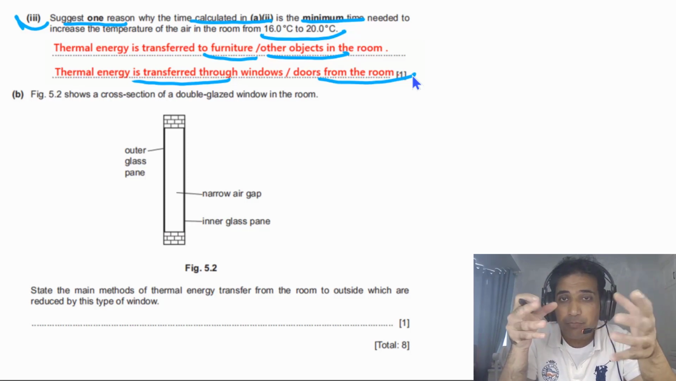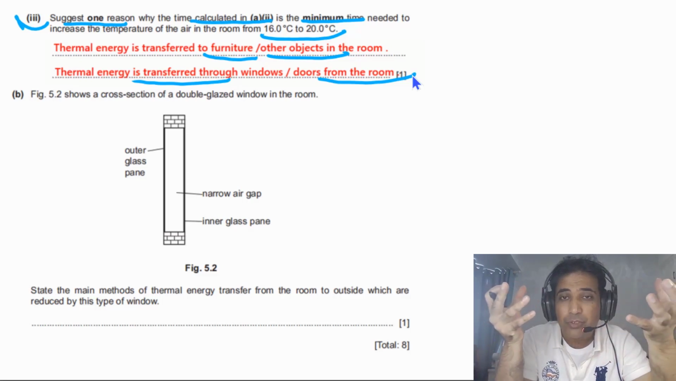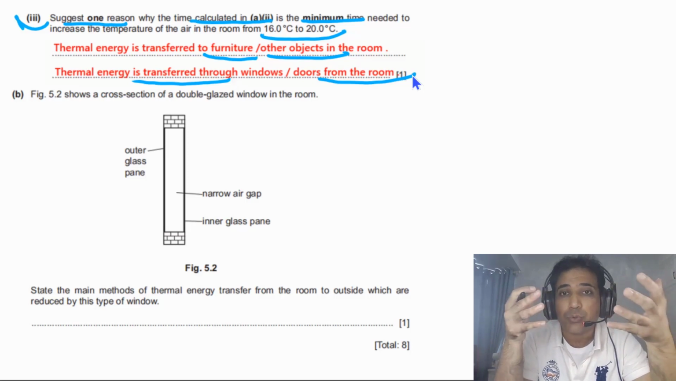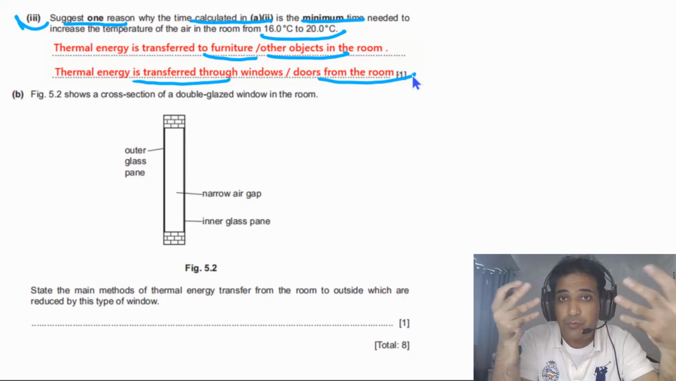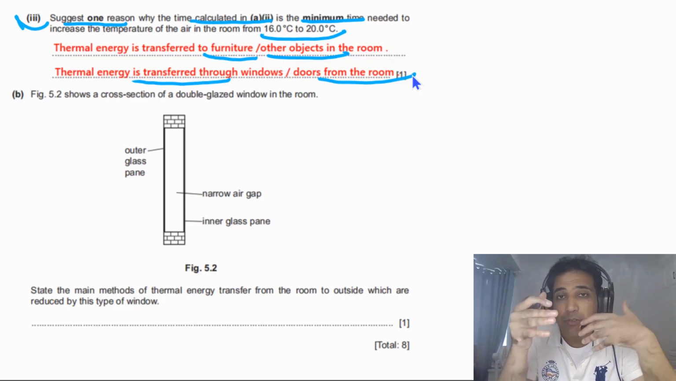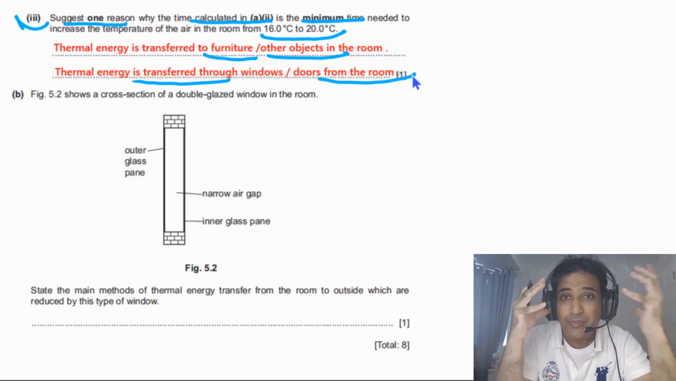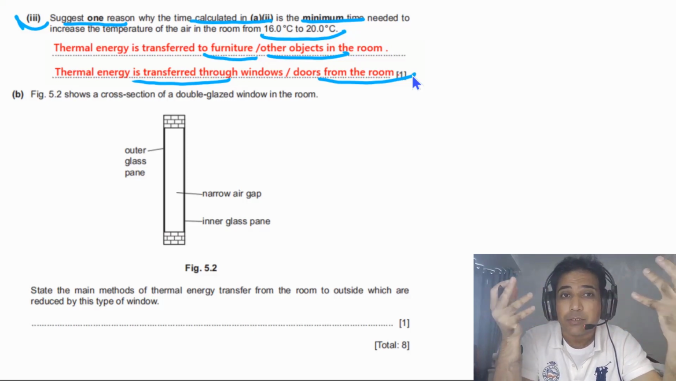When we heat up air, energy is not only used to increase the temperature of the air in the room, energy is used to increase the temperature of the furniture. Energy is also used to increase the temperature of the curtains, the walls, the ceiling, and also some thermal energy has been lost through windows and doors. So these things we need to understand. Very nice. Not just to memorize and write the answer, try to imagine, visualize these things.